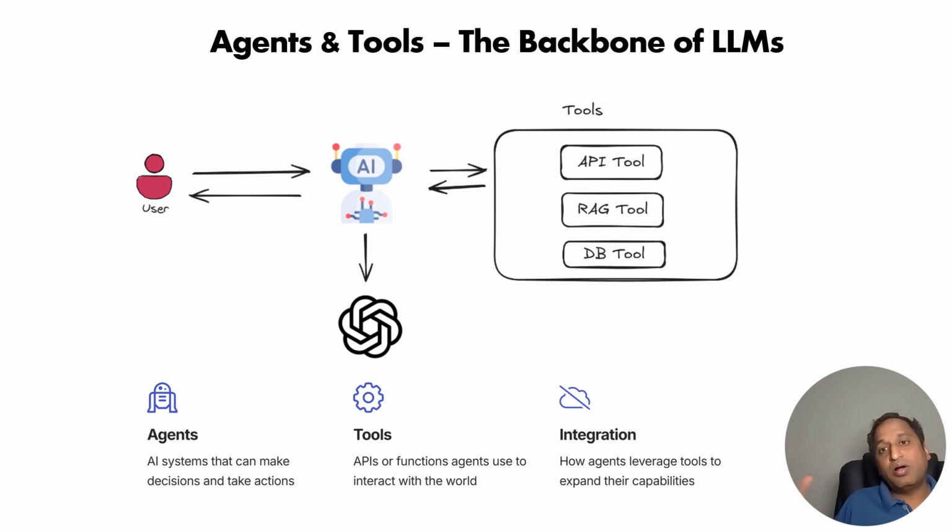Then you need a lot of integration code. Agent 1 needs some integration code, agent 2 needs some integration code with these tools. It becomes too messy, hard to scale, debug and maintain. And that brings us to the next question: how do we make agent tool integration smarter, easier and more standardized? That's when MCP comes in, and it is a real game changer.